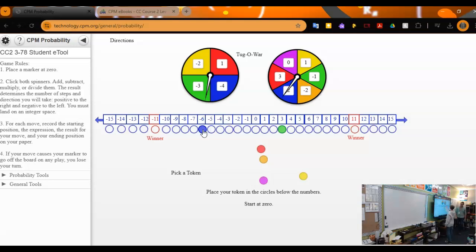All right, my turn. Wait, I win. Harrison's cheating. No, I'm not. Negative 2 and negative 2. What if I divide negative 2 by negative 2? How many negative 2's are in negative 2? 1.